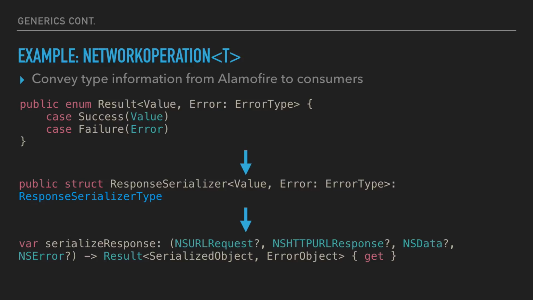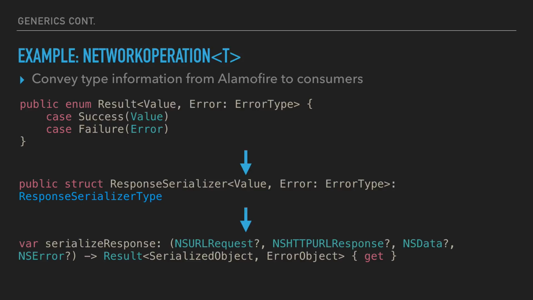And so we can see here that we have the Alamofire response serializer, which itself is also another generic type that has a value and an error. And it has to conform to the protocol ResponseSerializerType. Now, ResponseSerializerType is a protocol that defines some associated types, and I'll talk about those later on when I talk about protocols. But essentially what it gives us, for ResponseSerializerType, the one required function is something that will return a result that has a serialized object or an error object.